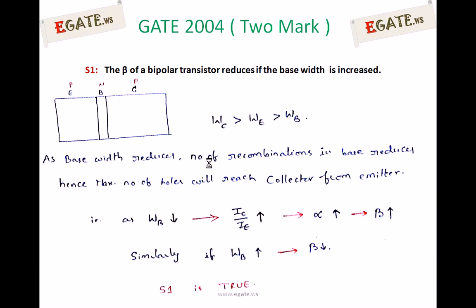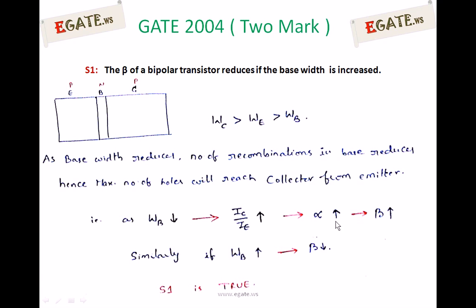So now look at this. As WB reduces, WB meaning width of base, the number of recombinations in the base reduces. So maximum holes from the emitter will reach the collector. So collector current is approximately equal to IE, that is, the ratio IC by IE increases. IC by IE is nothing but alpha. Alpha is the common base DC current gain.